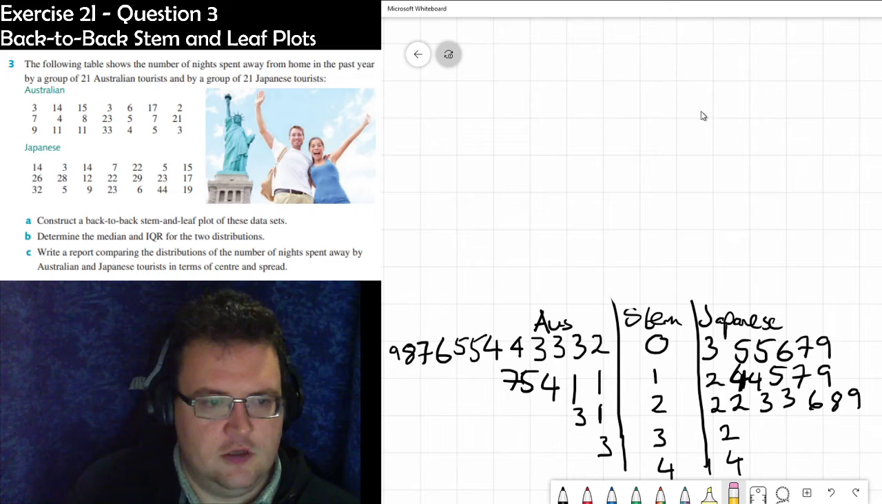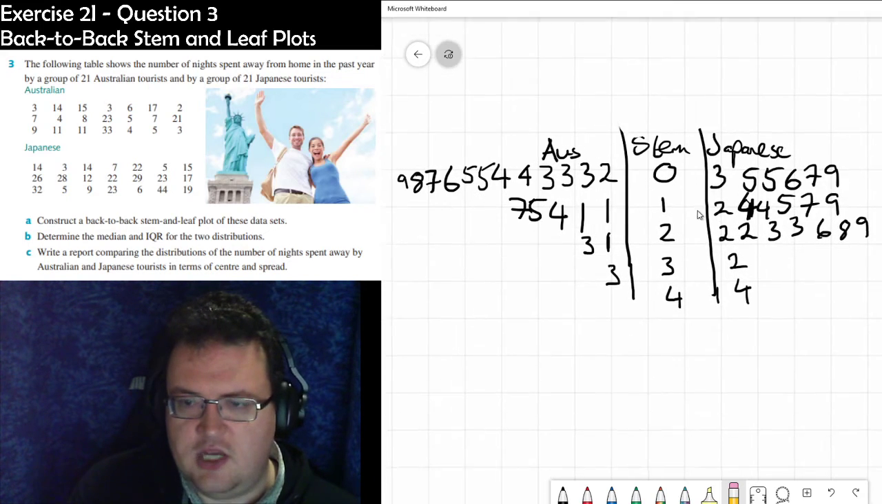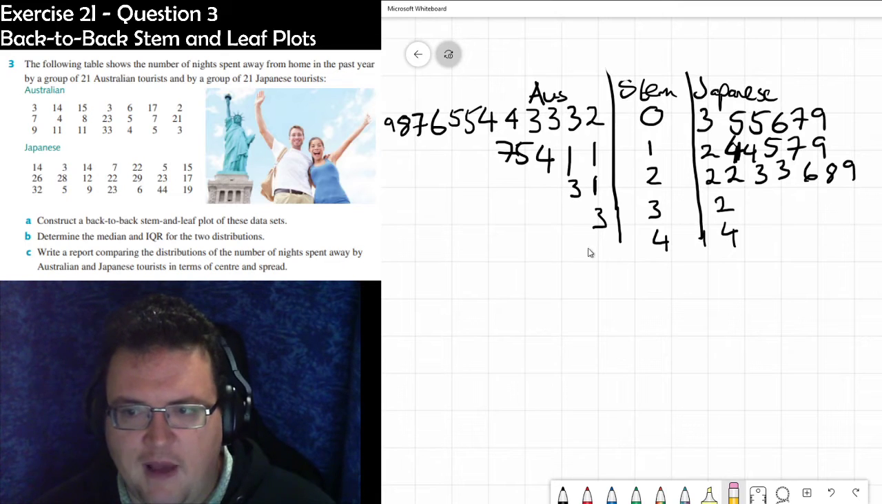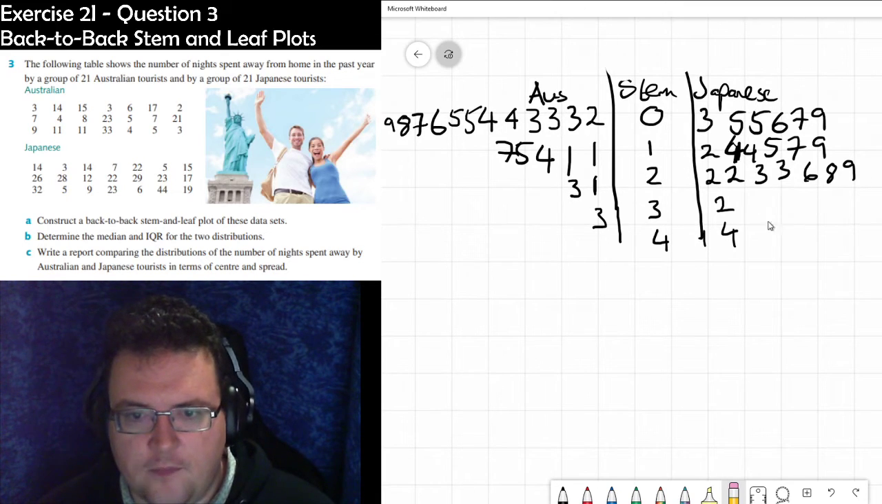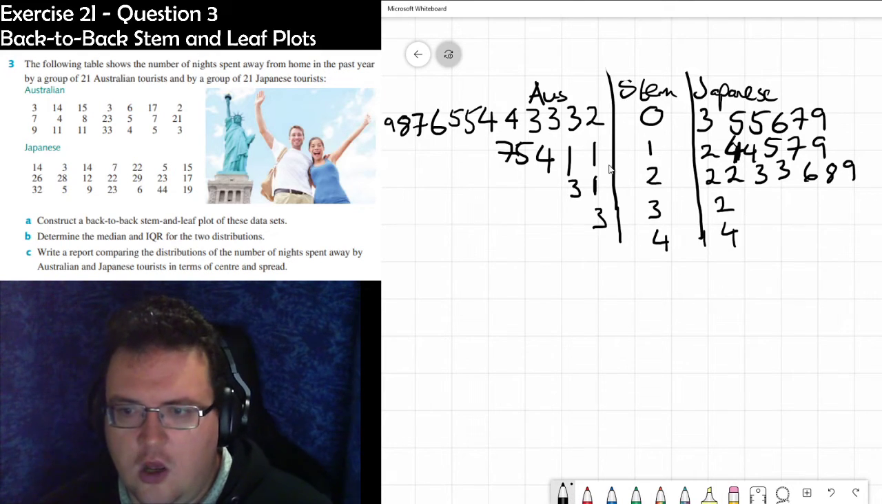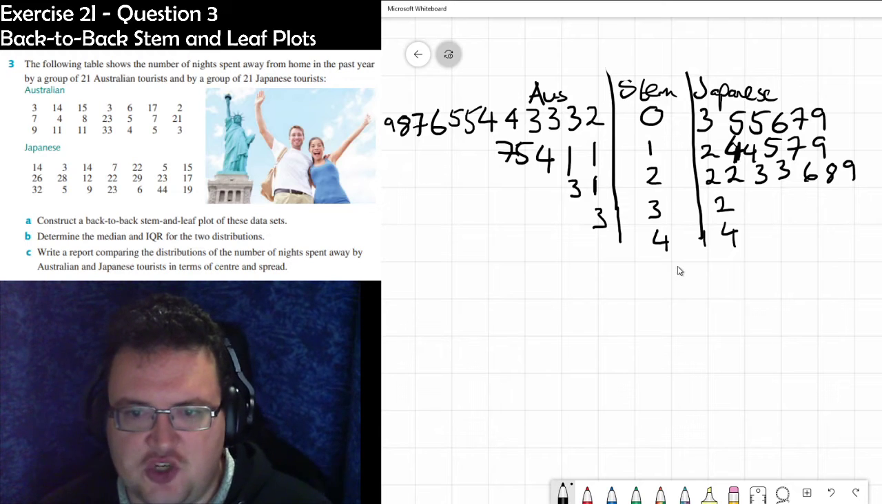And then what we're going to do is we're going to move this up because now we need to do some maths with it. Now, that's what a back-to-back stem and leaf plot for this would look like. The next question is determine the median and IQR for each of these two distributions.